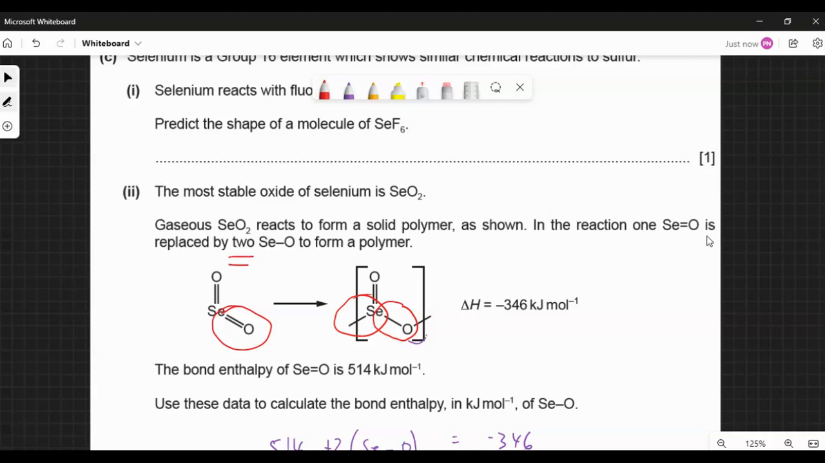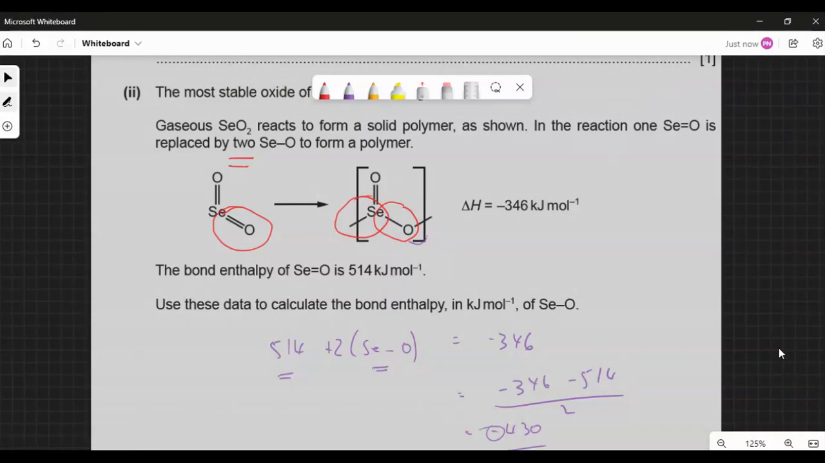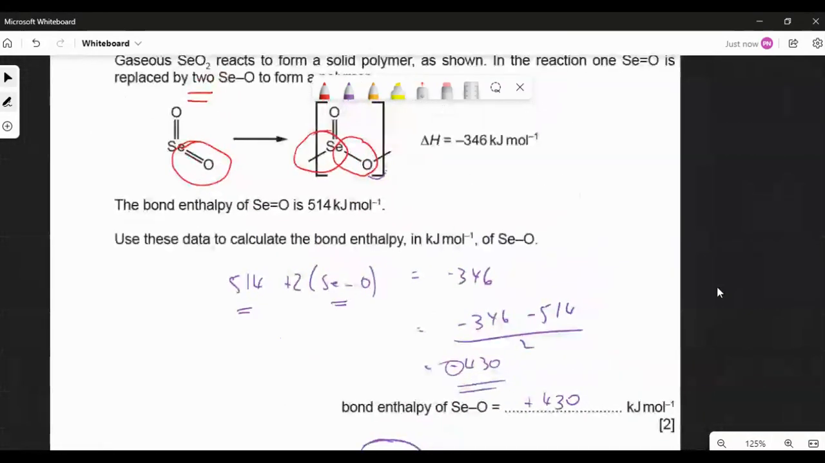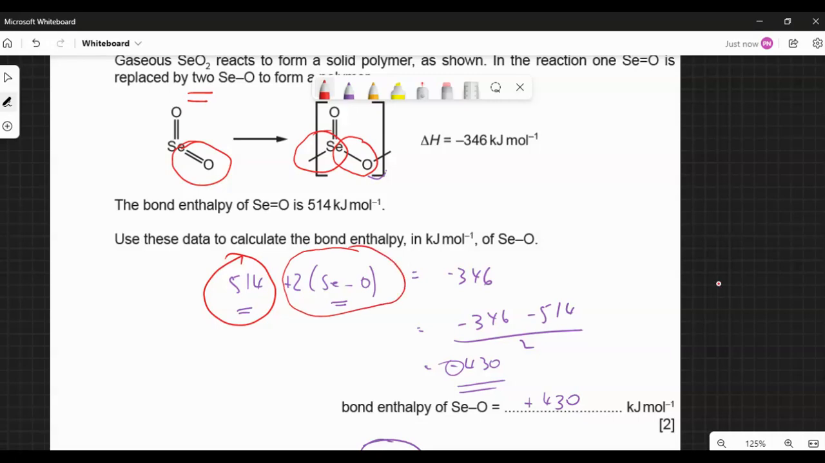How much does it cost me to break one? Yeah, it costs me 514 to break. All right, and I'm going to add that. How much is it going to make? I'm adding it to 2x, aren't I? Does that make sense? That's two selenium oxides, yes? I'm adding it to two of those, and apparently I get minus 346. If you work all of this out, you'll end up with minus 430.